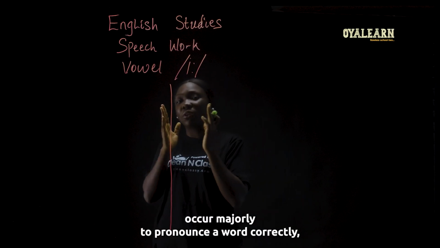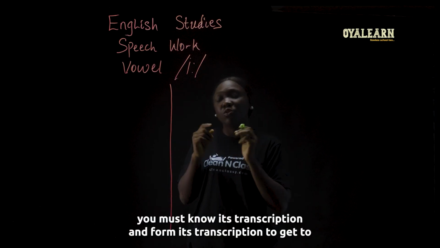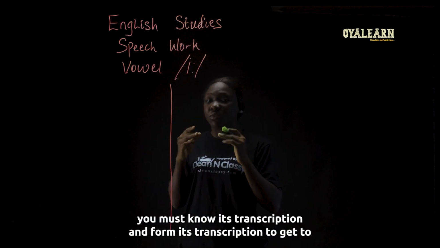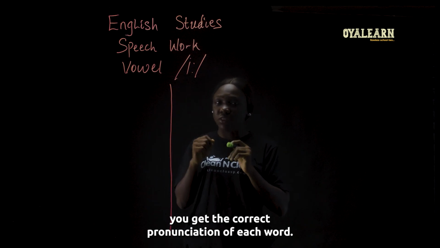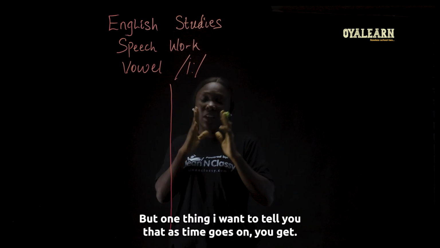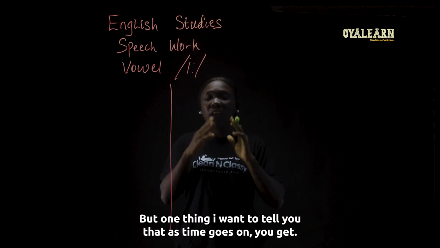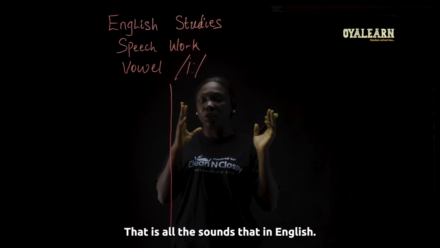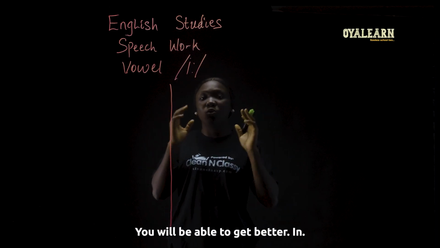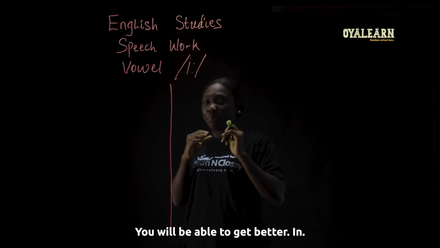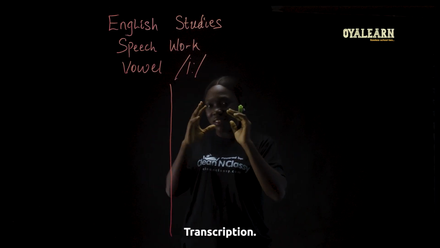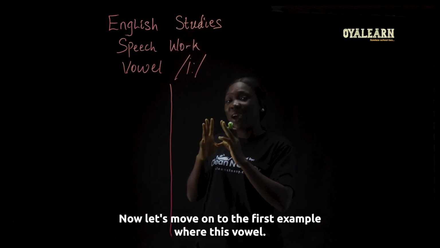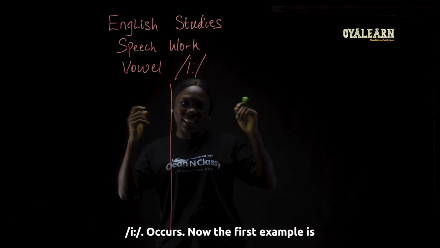Now we're going to take examples where this vowel occurs. Majorly, to pronounce a word correctly, you must know its transcription, and from its transcription you get the correct pronunciation of each word. But one thing I want to tell you is that as time goes on, when you get to know your vowels and your consonants, that is all the sounds in English, you will be able to get better in transcription. Now let's move on to the first example where this vowel E occurs.